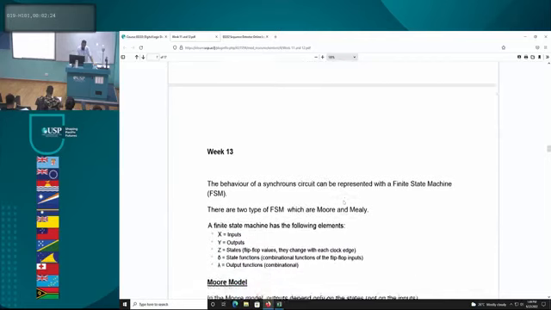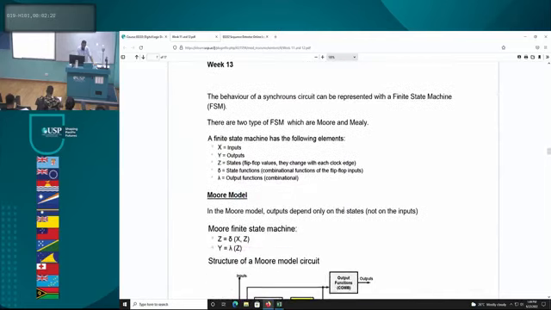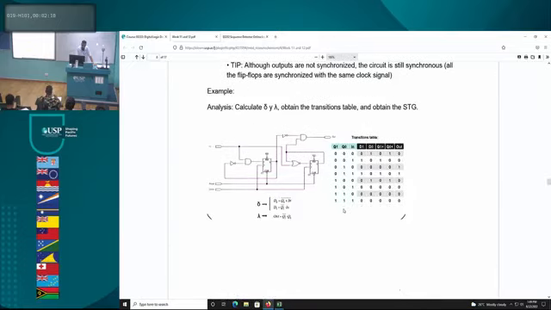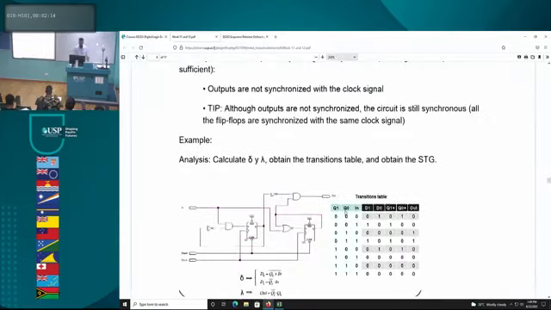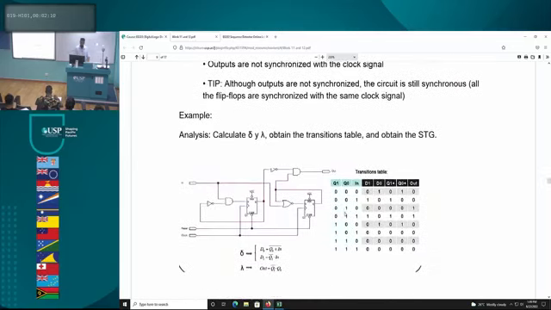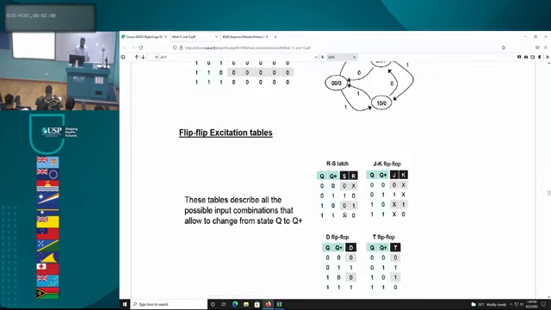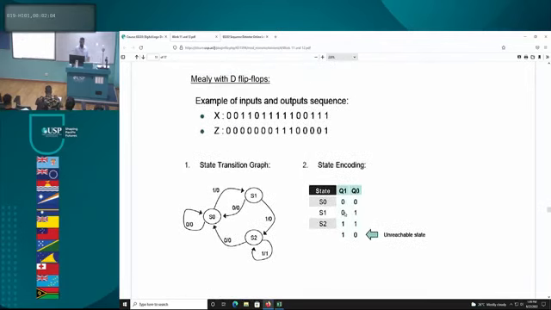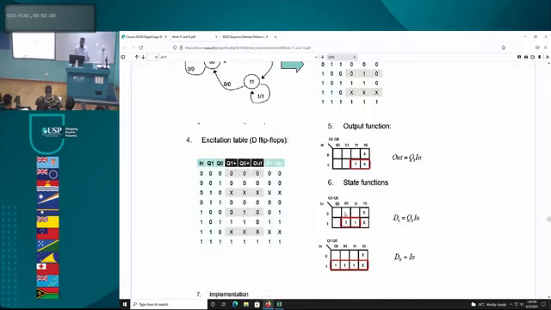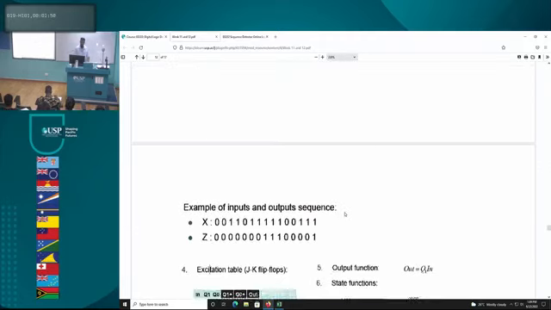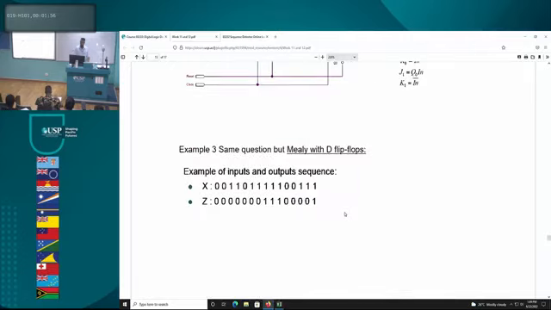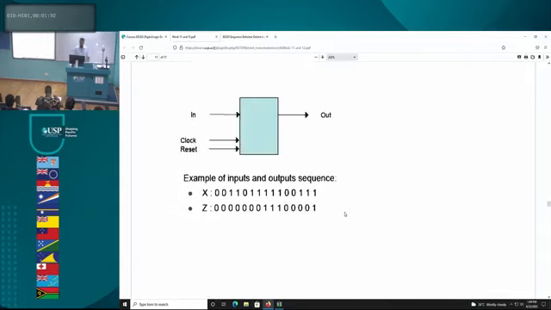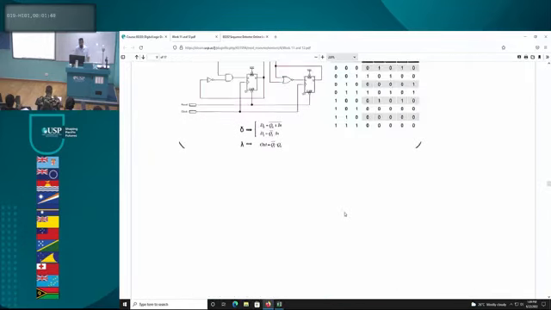Then you come to week 13. So what I'll do is I'll separate that week 13. And then you have the Moore, Mealy, and all that sort of thing. You have all our sequence detectors in here as well, all right? We have our sequence detectors over here as well. Mealy with D flip-flop, same question but with Mealy, with JK flip-flop, same question but with Mealy. I don't know what exactly the question was, because this note wasn't written by me, it's before me.